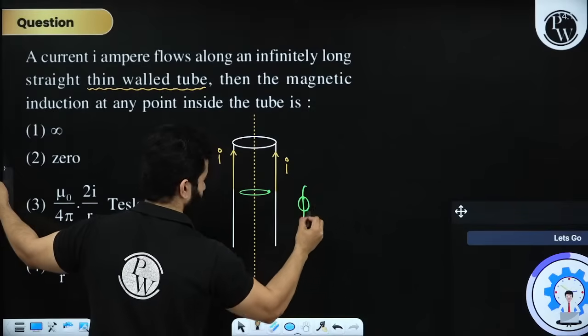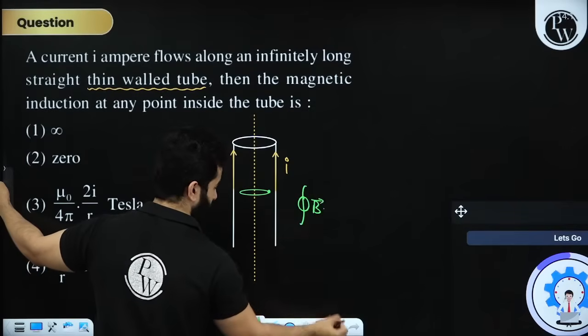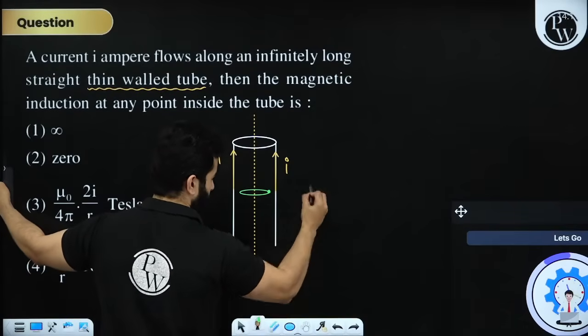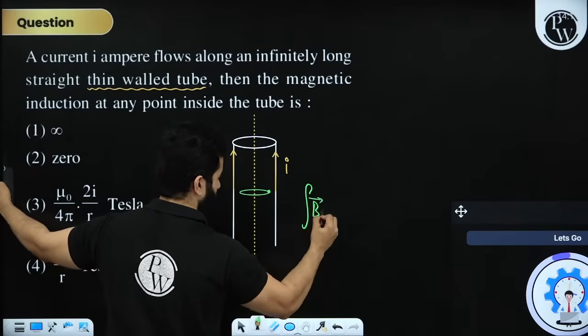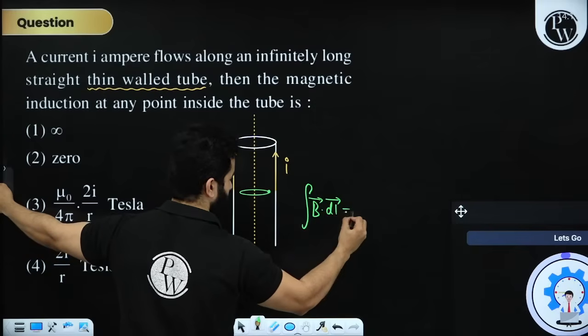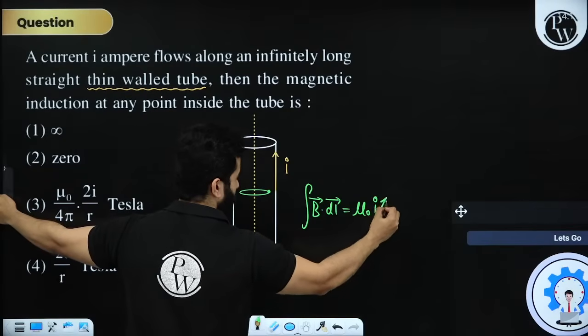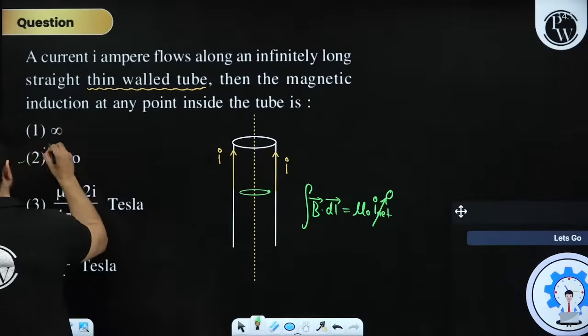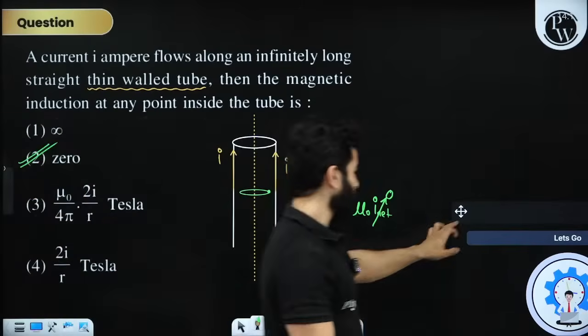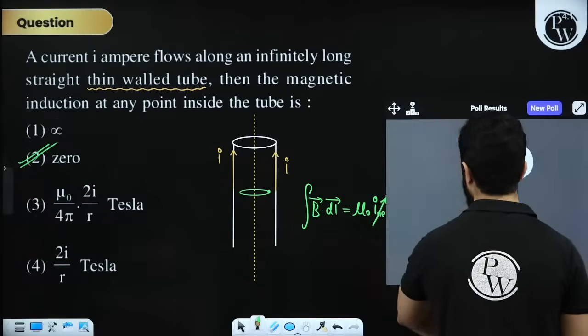So when you are going to write the integral of B dot dl, you will get mu naught times I net. So I net is 0. There is no current, so there will be no magnetic field as well. So this is going to be 0. B. Good.